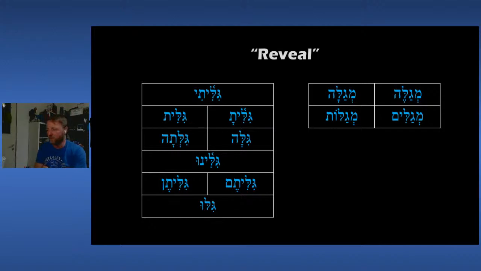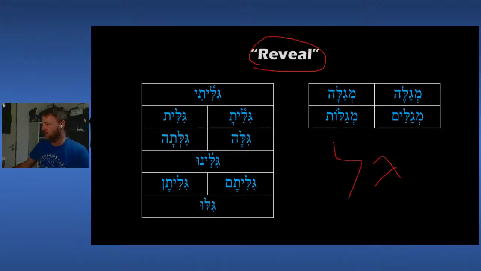Anachnu gilinu, atem giliitem, aten giliten, v'hem gilu. Okay, that's the word legalot. Gala means he went into exile, and gila means he revealed or uncovered. Sometimes gala in the kal does take the meaning of uncovered, but normally it's in the piel, gila.